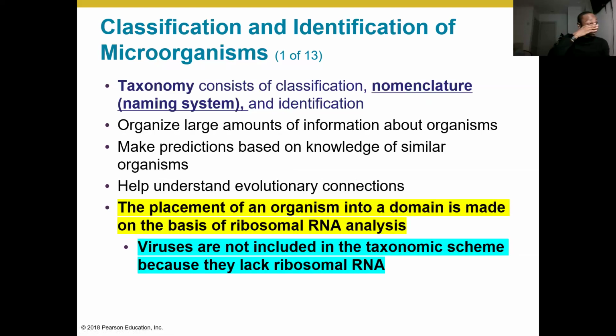Again, taxonomy consists of classification, and I mentioned earlier, nomenclature is that naming system. Nomenclature is that naming system. And so the placement of an organism into a domain, like I mentioned in the previous slide, is made on the basis of ribosomal RNA. Viruses are not included in this taxonomic scheme because they lack ribosomal RNA.